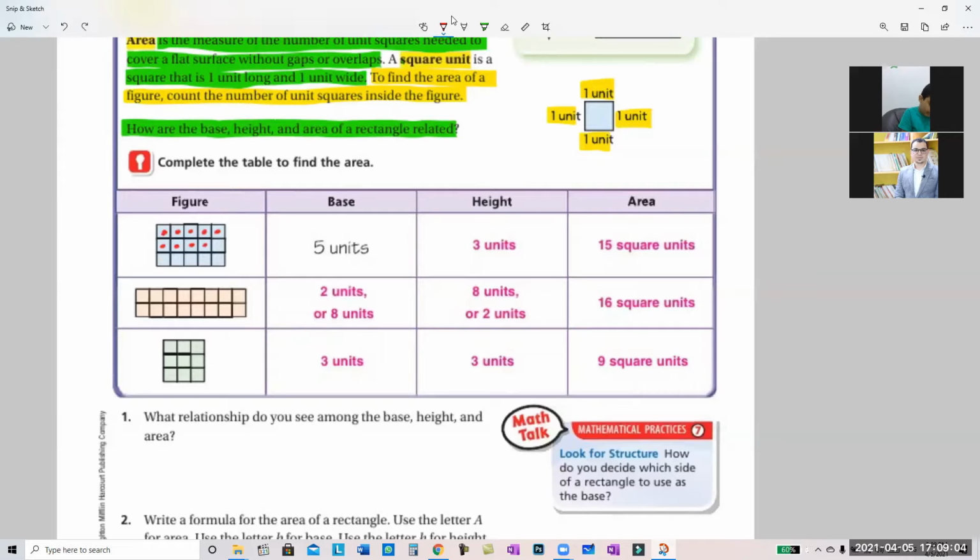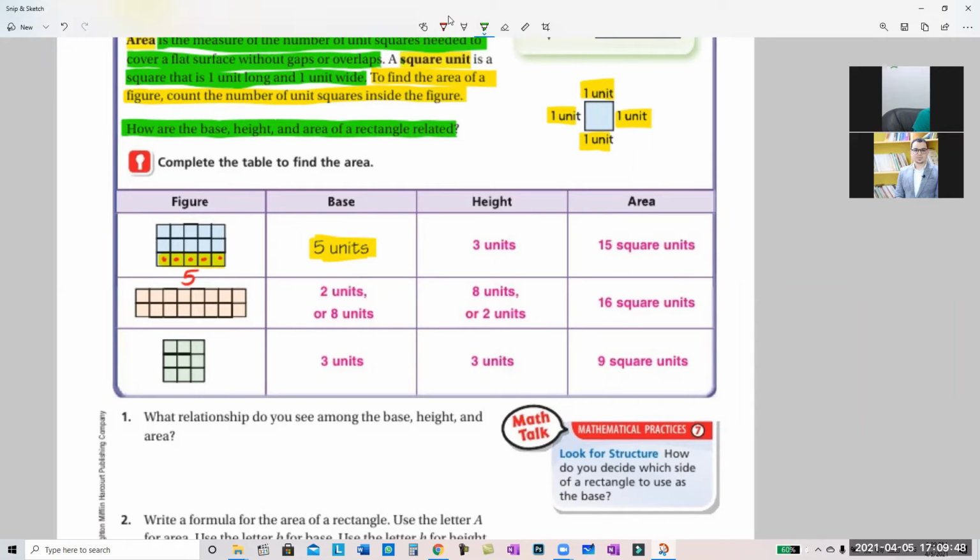So without counting, can we get it using base and height? But first of all, what is the meaning of base and height? Let me show you. The base is the horizontal one, or the row. So how many small squares do we have in one row here? We have 1, 2, 3, 4, 5. So we have 5 square units here. So we have 5 units here.